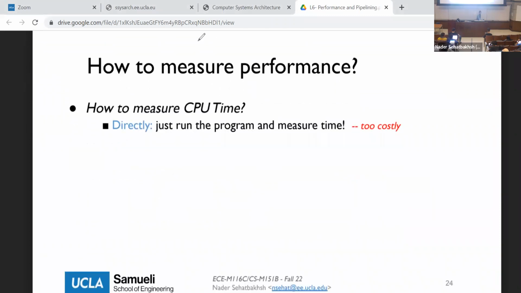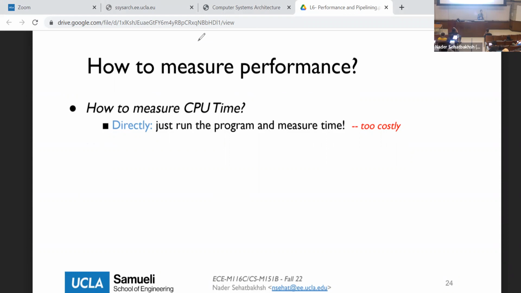We can measure the CPU time by just running the application multiple times and averaging, trying to minimize all this other interference and all these other activities from the OS, or even trying to model the OS and measure this.